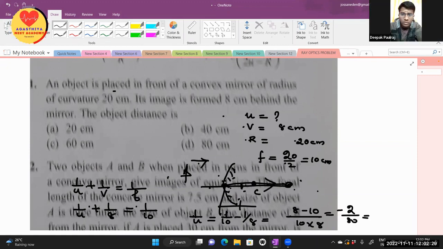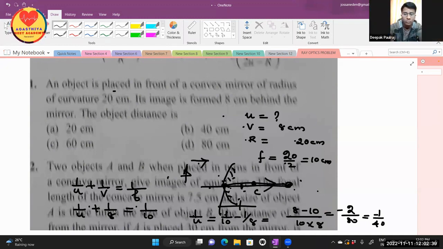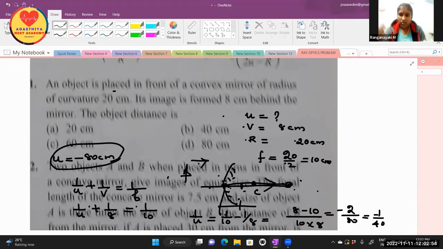Forty centimeters, sir. Option B. Very good. That is minus? Yes, sir. Minus 40, sir. Right. Okay, yes, thank you.